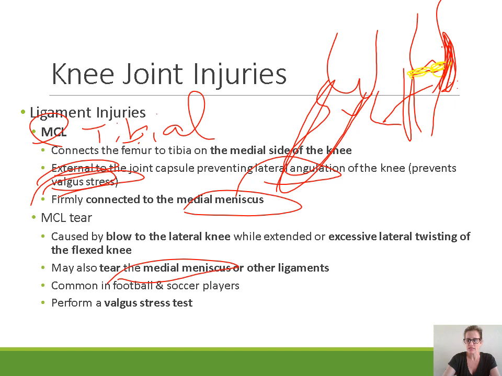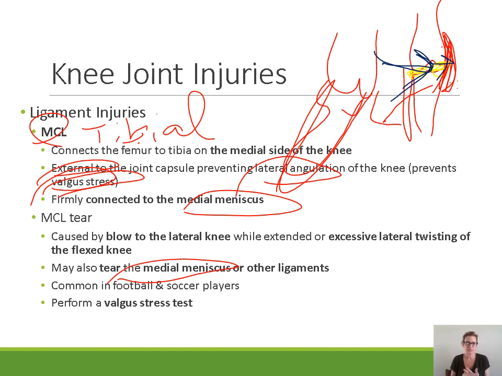So while the leg is straight and extended, if there's a hard blow to the lateral knee, a hard blow in this direction, you can see how that would push on the ligament and put stress on the ligament. Because when you have a hard blow in that direction, you're forcing the angle against that ligament, so you can tear or sprain that ligament. Again, also excessive lateral twisting of the flexed knee.